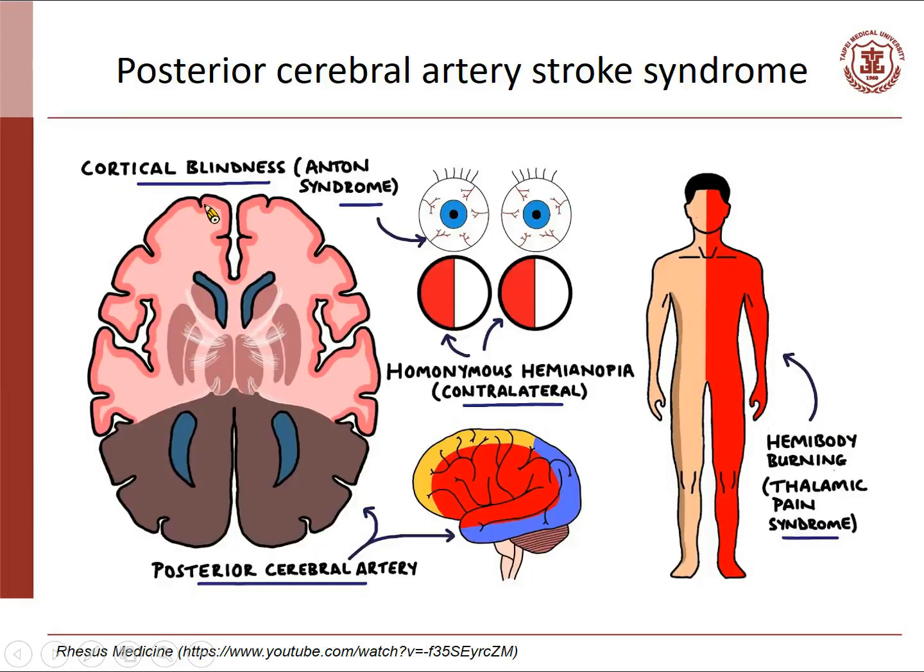So for posterior cerebral artery syndrome, the stroke usually appears when the patient has a visual problem. Sometimes with a PCA stroke, the patient may not have obvious weakness, but may mention that when he drives a car, he cannot see the cars coming by on one side. That's a problem because of the visual field defect.